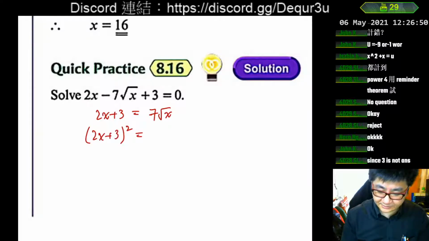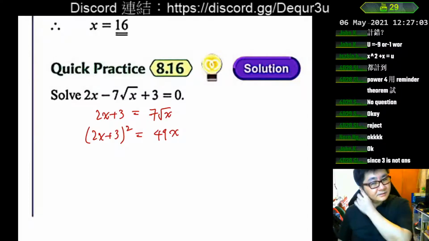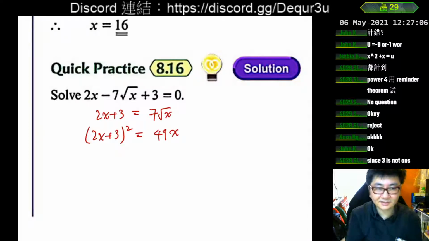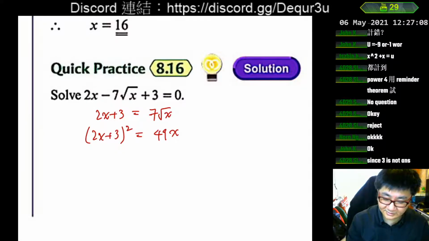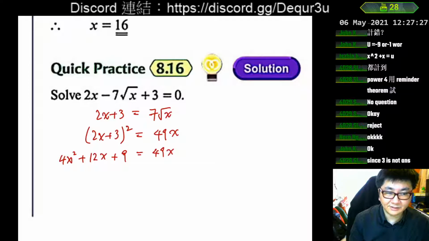When we do square, then we try to square and share the square to 7 and square root x. Therefore 7 is 49. Square root x will become x. And then next we can see this is a quadratic equation, and we can rearrange and use calculator. So expand it, 4x squared, and then it is 2, 3, 6, 2 is 12, and then next is 3 squared is 9, and equal to 49x. And we write it into a calculator form.